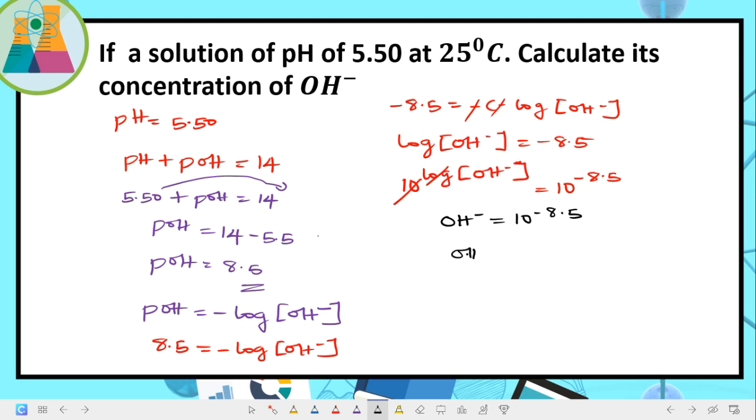And then 10 raised to the power of minus 8.5 will give us 3.16 times 10 raised to the power of minus 9, or we can say it will give us 3.2 times 10 raised to the power of minus 9. And that is the solution to that question.